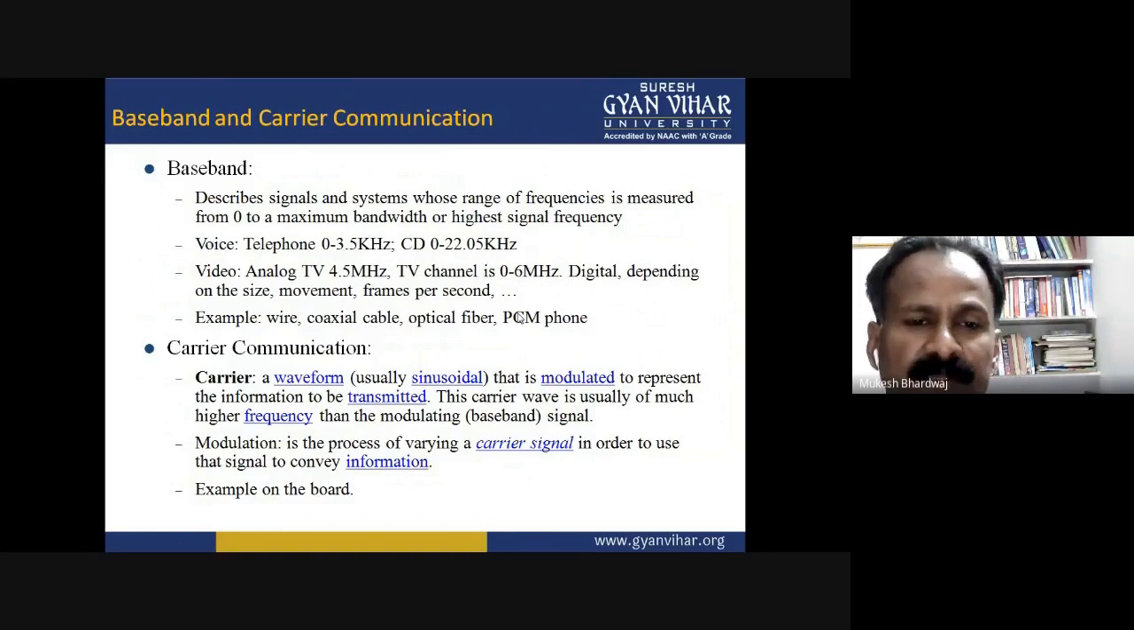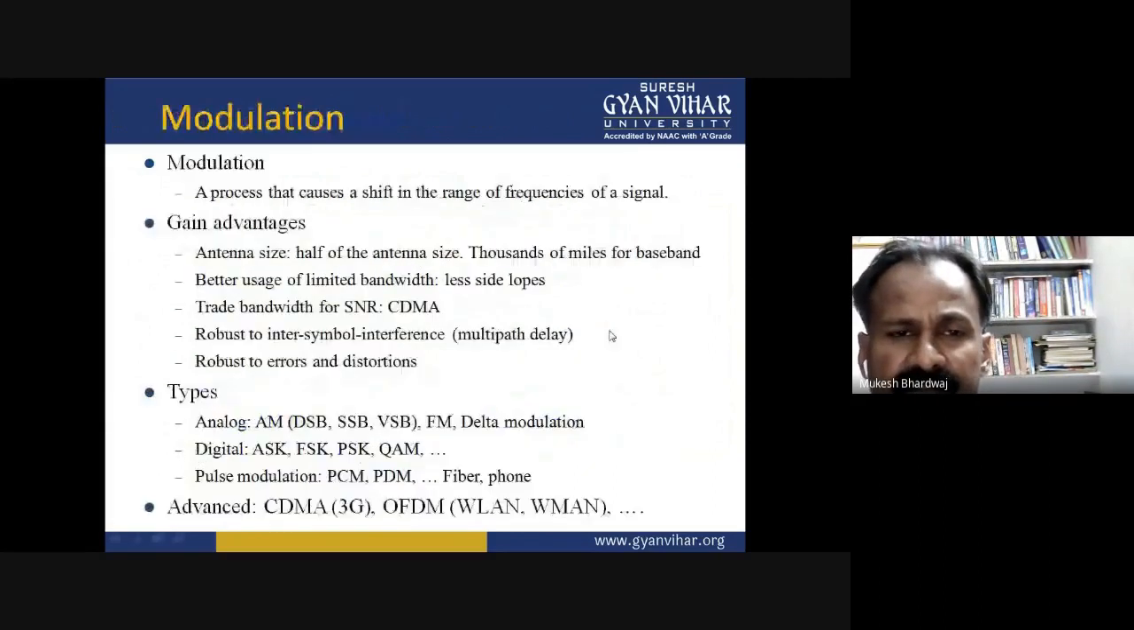Carrier communication: a waveform, usually sinusoidal, that is modulated to represent the information to be transmitted. This carrier wave is usually of much higher frequency than the modulating baseband signal. Modulation is the process of varying a carrier signal in order to use that signal to convey information. Modulation is a process that causes a shift in the range of frequency of the signal.